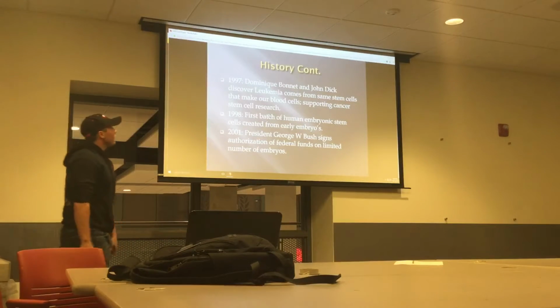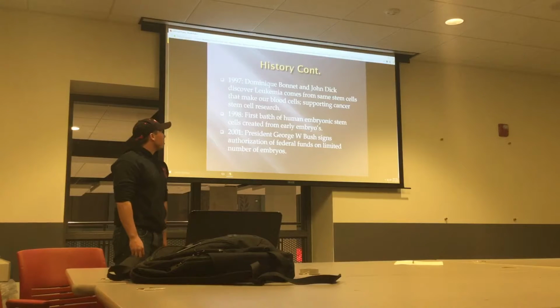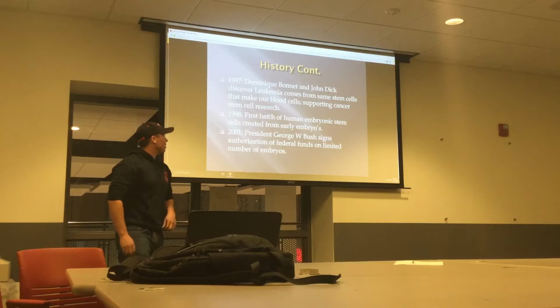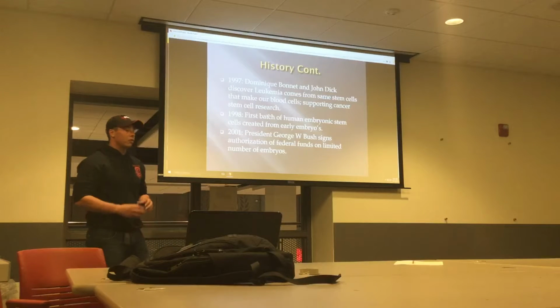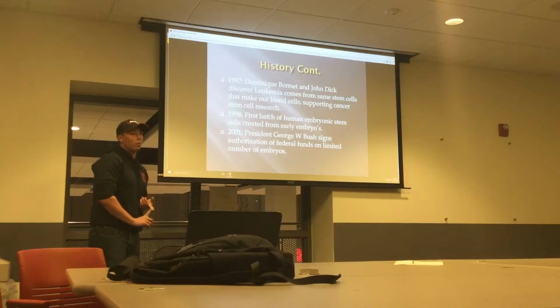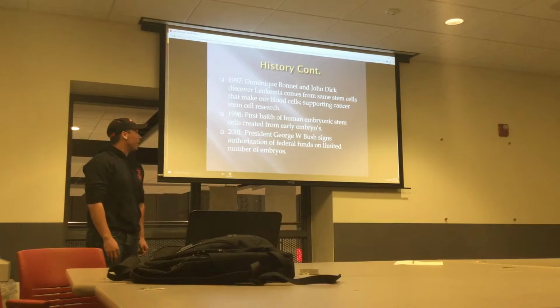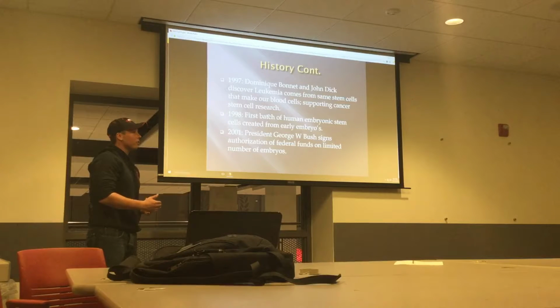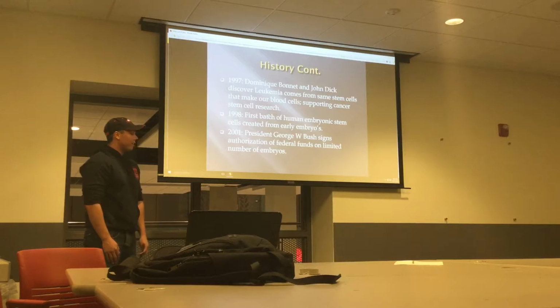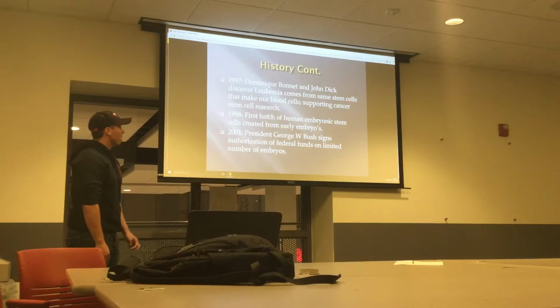So back in 1997, Dominique Bonnet and John Dick discovered leukemia comes from the same stem cells that make our blood cells. They're also supporting stem cell cancer research. So basically, we can use that as a way to help lead into stem cell research to help cure cancer. Again, that's still a big thing in progress. But being able to hit on that, especially back in the 90s, that's a really huge advancement for us.